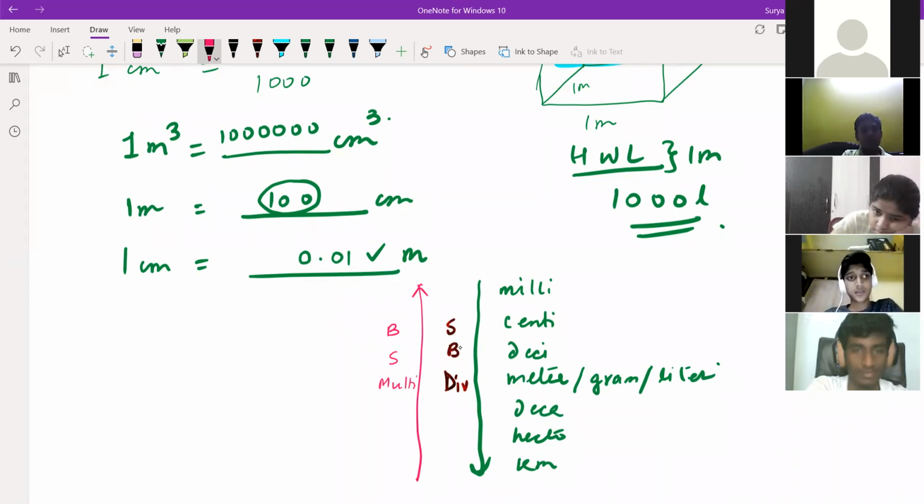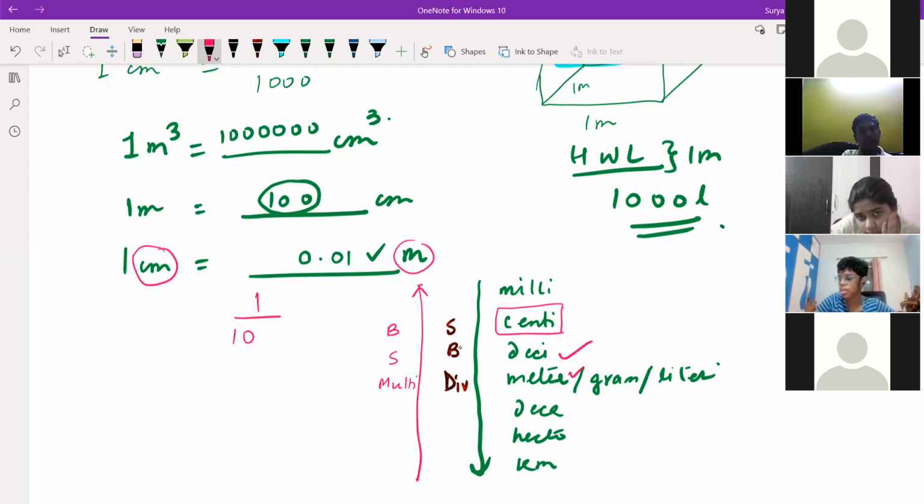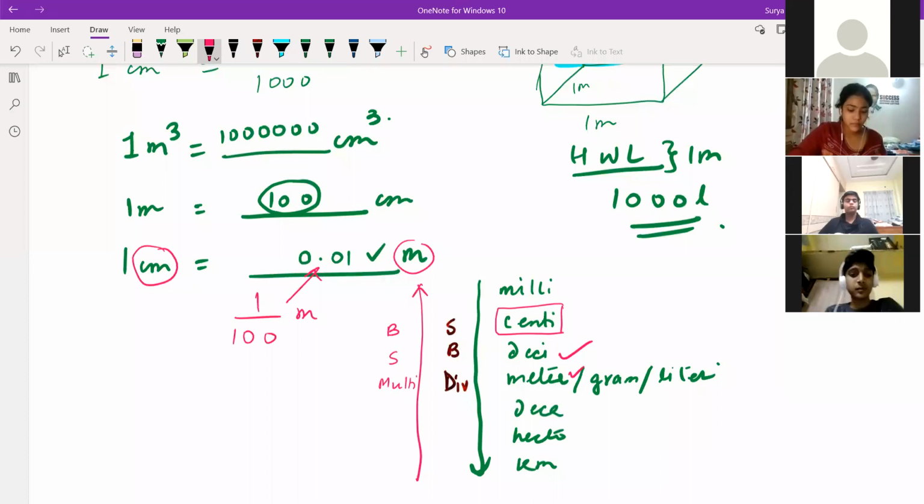Understood? The centimeter is here and meter. Centimeter, you are standing at this place, and you have to come down. How many steps are you coming down? 1, 2. 2 steps you are coming down, right? So this should be divided by how many zeros? 2 zeros. Understood? Is it clear to everyone? Yes, sir.